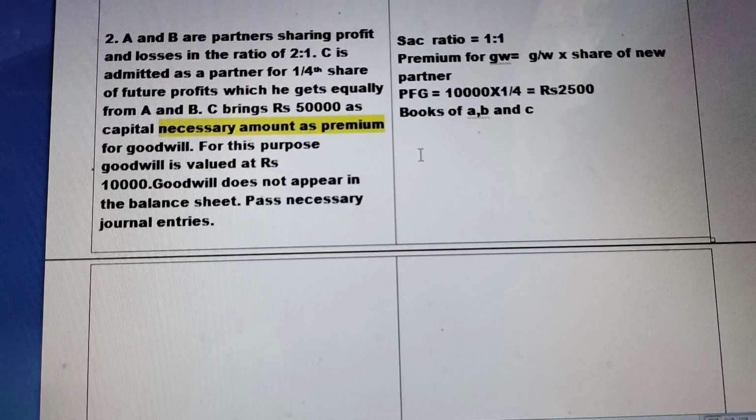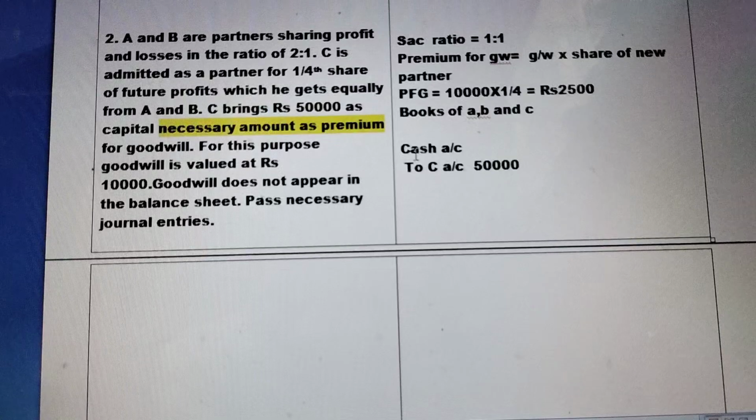When capital is brought in by a new partner, the entry will be cash account to C's account. This is for the amount of capital brought in by C. So when C is bringing 50,000 capital, the journal will be cash or bank account. We can write cash to C's account, that is 50,000. And for premium of 2,500, the entry will be cash to premium for goodwill.